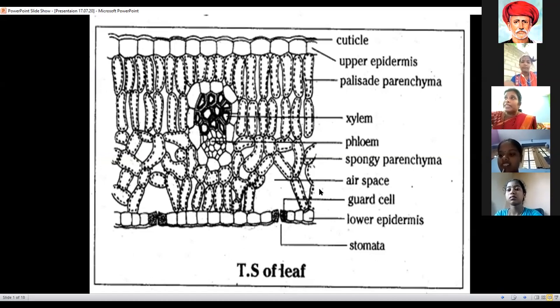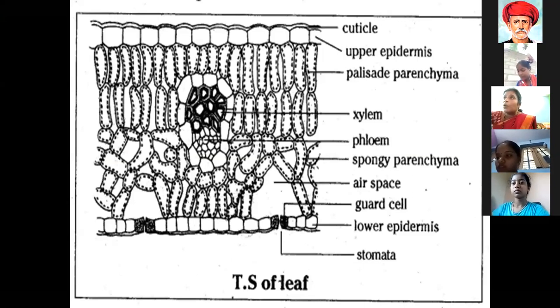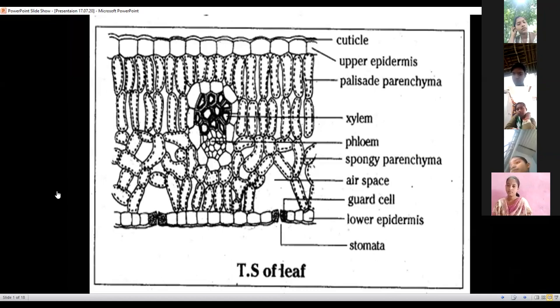The first part is cuticle. This is the outer layer, the cuticle. See the first layer. The first layer is cuticle, the outer layer. It is connecting with the environment. Okay. The next part we see is upper epidermis. Upper epidermis has few or no chloroplasts. This is a single layer.